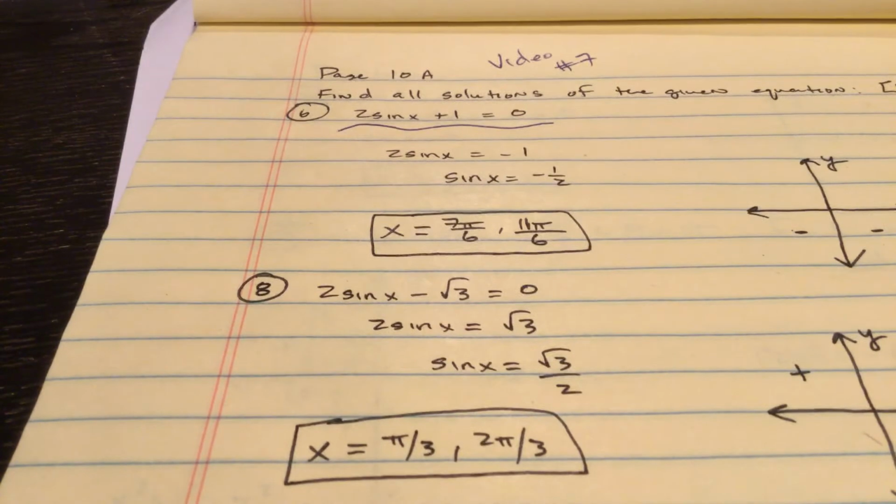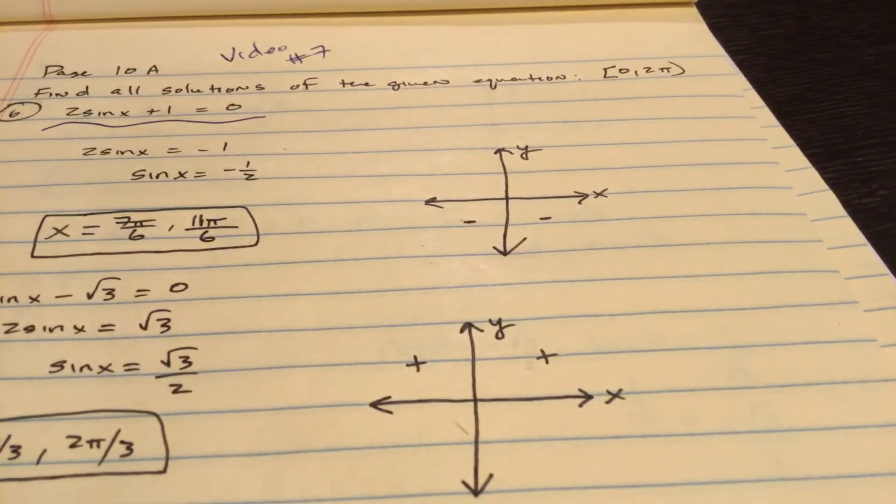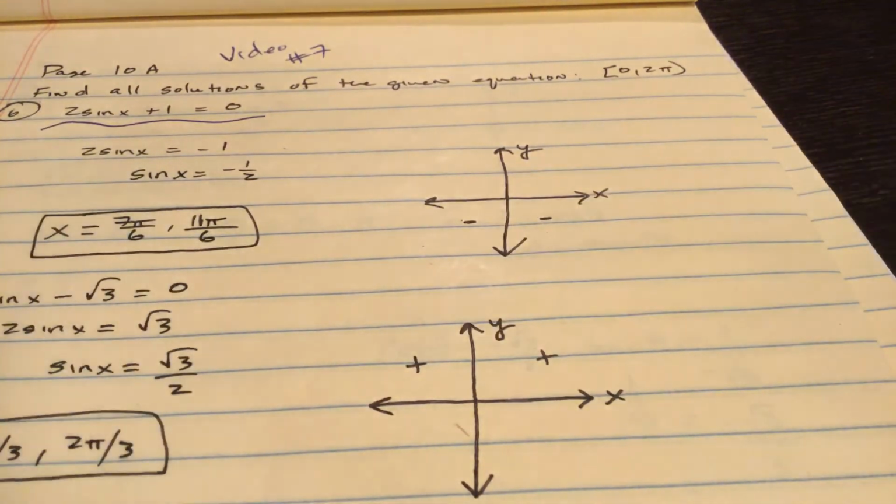2 sine x minus √3 is 0. Add √3 to both sides. Divide by 2. When is sine √3 over 2? We're going to have a lot of sine here. Again, sine being the y, when is it positive? Sine is positive in the first and the second quadrants. It is √3 over 2.